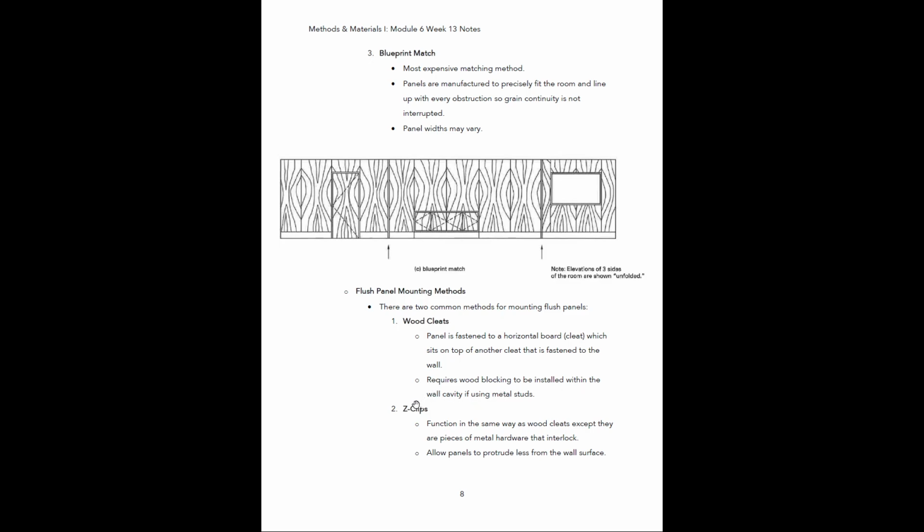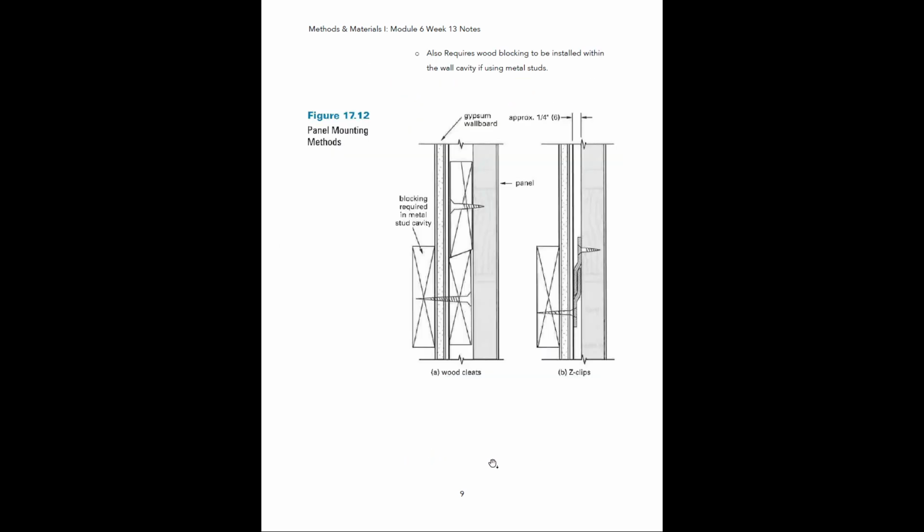All right. So then the second method is known as Z-clips, and these function the exact same way as wood cleats, except they use pieces of metal hardware that interlock instead of these wooden boards. And the nice thing about these is they allow the panels to protrude less from the wall you're installing them on. They also require wood blocking to be installed within the cavity if you use metal studs, just like the cleats.